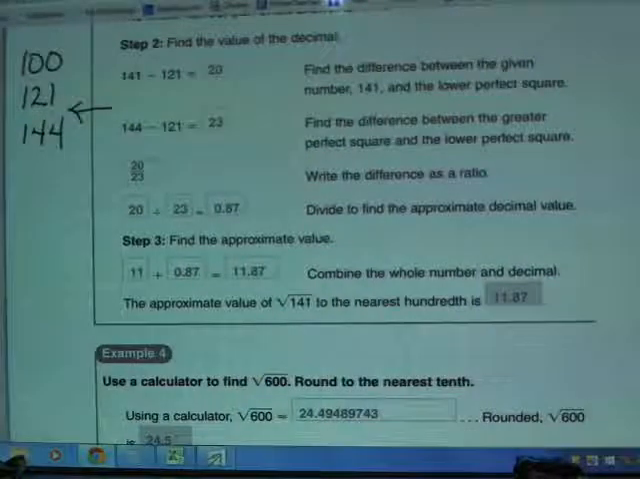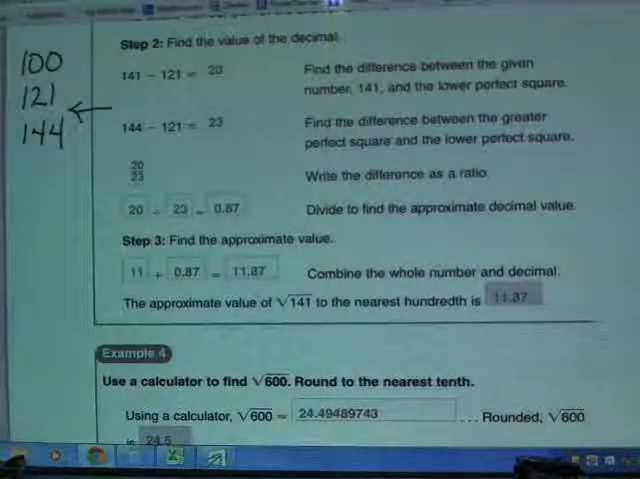Once you've ascertained what that ratio equates to, then all you have to do is combine what you know it starts with, which again we discussed is 11, plus that value that we found as the ratio, 0.87, and combine those, and that's going to be 11.87, which is going to be the approximate value of the square root here.